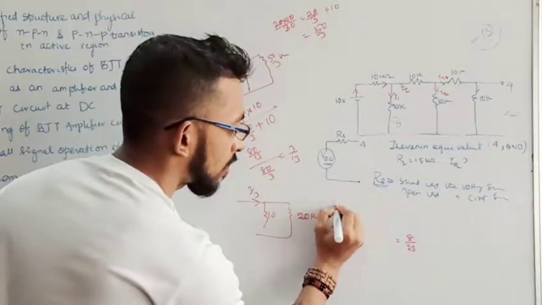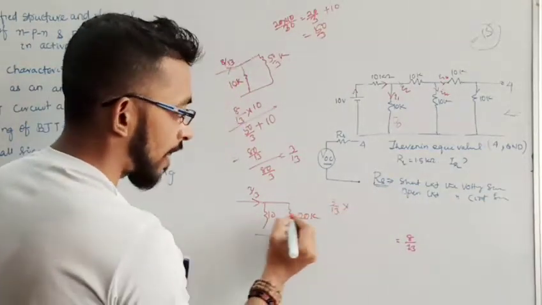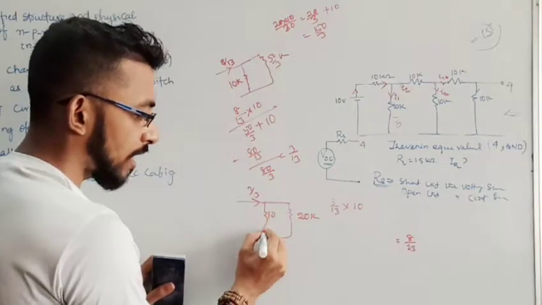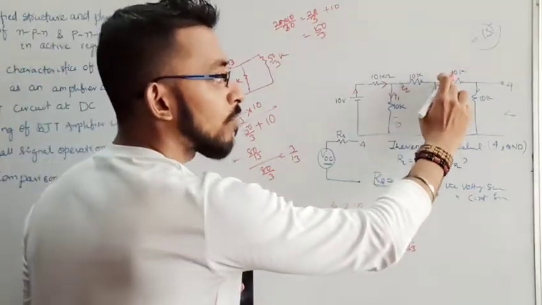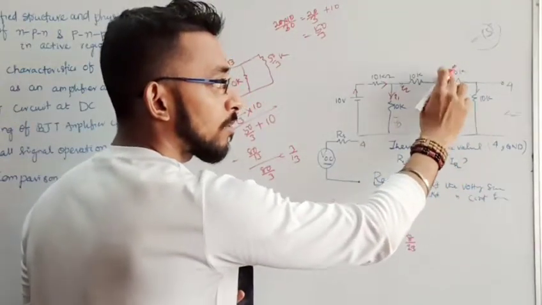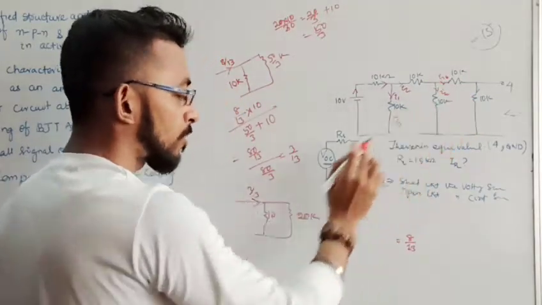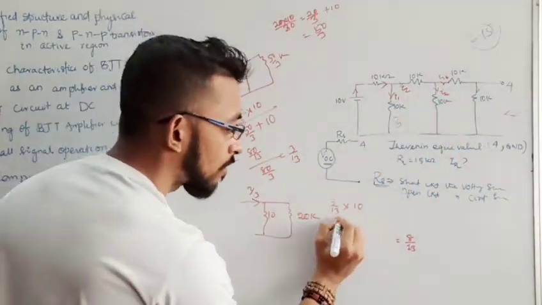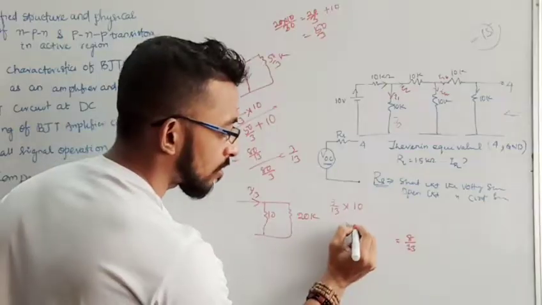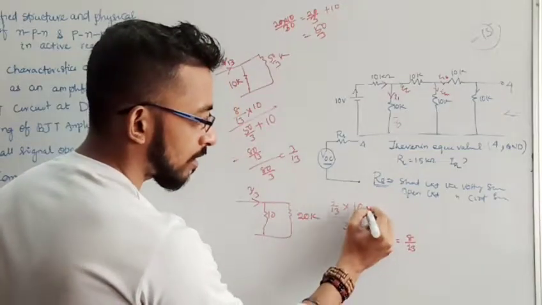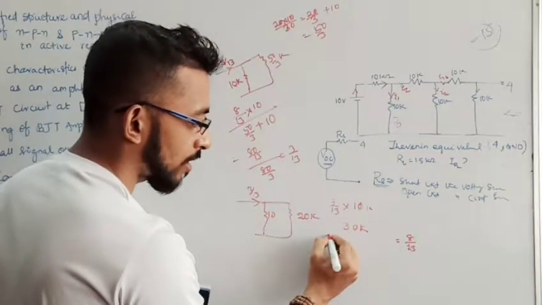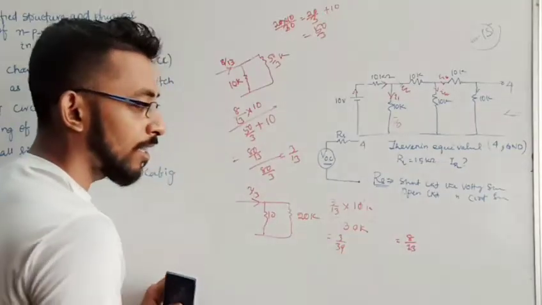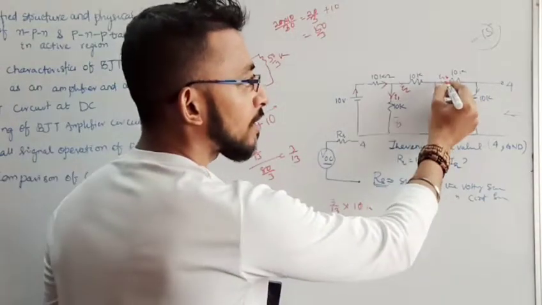So it is 3 by 13 multiplied by the opposite branch resistance, which is 10. Opposite branch means I am looking for this branch current, that is for 20k, but I have to take the opposite branch resistance. This is the current divider rule. Divided by the sum of resistance, which is 30k. So this 10 and 20k will cancel out. 3 by 39 is the current, that is I2B.